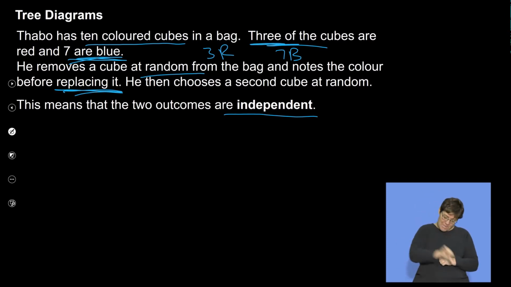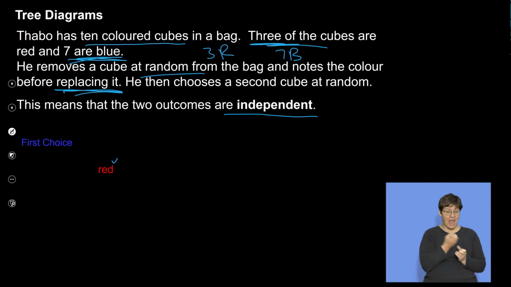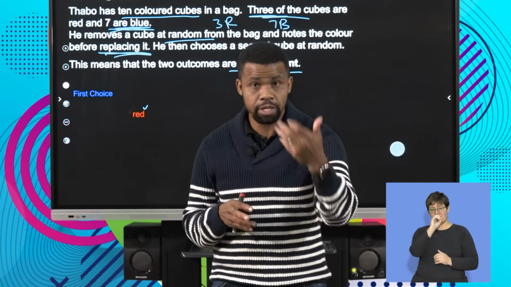So let's see what we get. The first choice will have a red. What is the chance of getting a red? How many red balls are in the bag? We have 3 red balls. What is the sample space? 10. So the probability will be what? 3 out of 10, which is 0.3 or 30%.